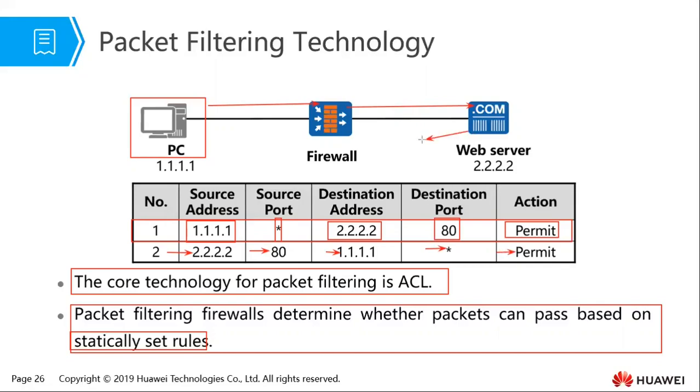So we are simply allowing the firewall to pass packets from the web server to this particular PC. So this is what we are saying, that these are statically set rules. Now this per packet inspection: every packet has to be matched against these rules. So that process is called inspection.